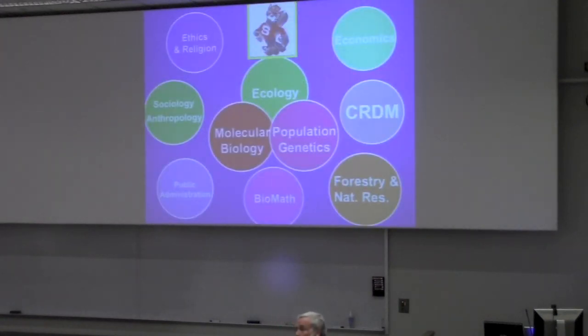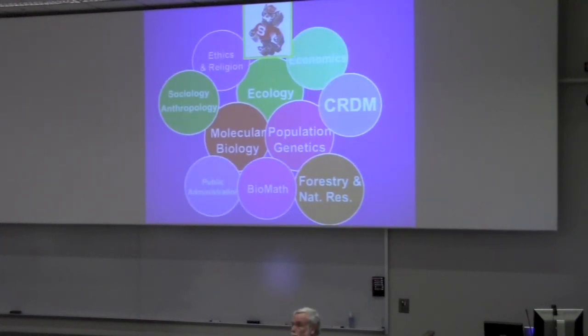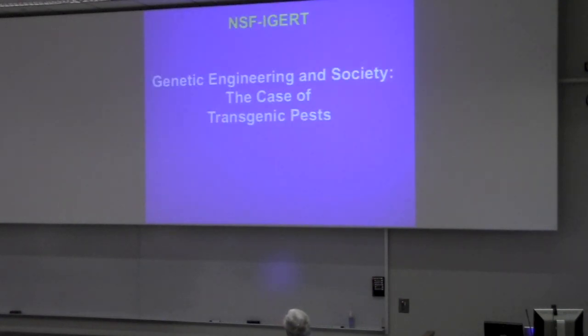But at NC State, what we decided was we needed to broaden ourselves. We had this program going, but we brought in people from other areas, other colleges, university, and tried to pull them together. And we wrote a grant to the National Science Foundation called Genetic Engineering in Society, the Case of Transgenic Pests. And the idea is to take all these different foci and look at this problem from different perspectives and see how to be interacting. And it's a graduate program.